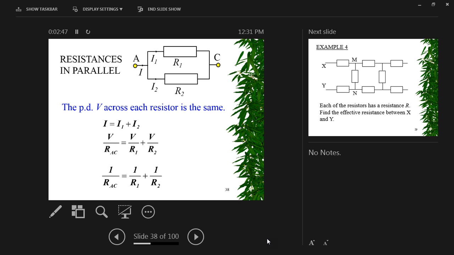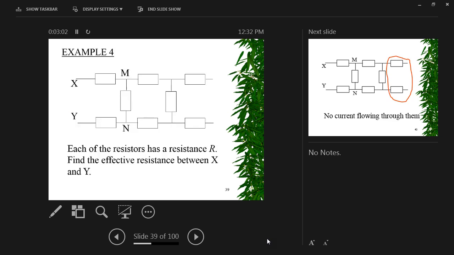And putting those two together, I have 1 over the effective resistance between A and C is just equal to 1 over each resistance plus 1 over the other resistance and so on and so forth. Just a quick recap on how we derive this in secondary school. So not too difficult, right? Okay, if that's not too difficult, let's take a look at this case.